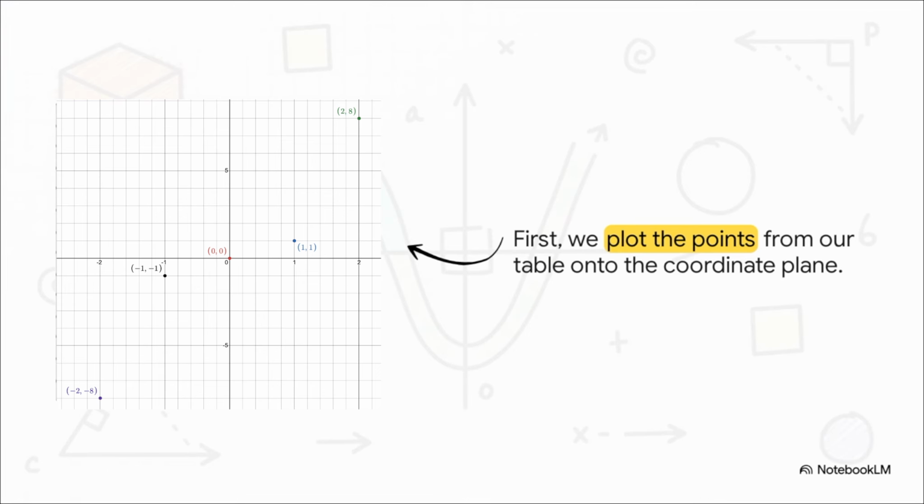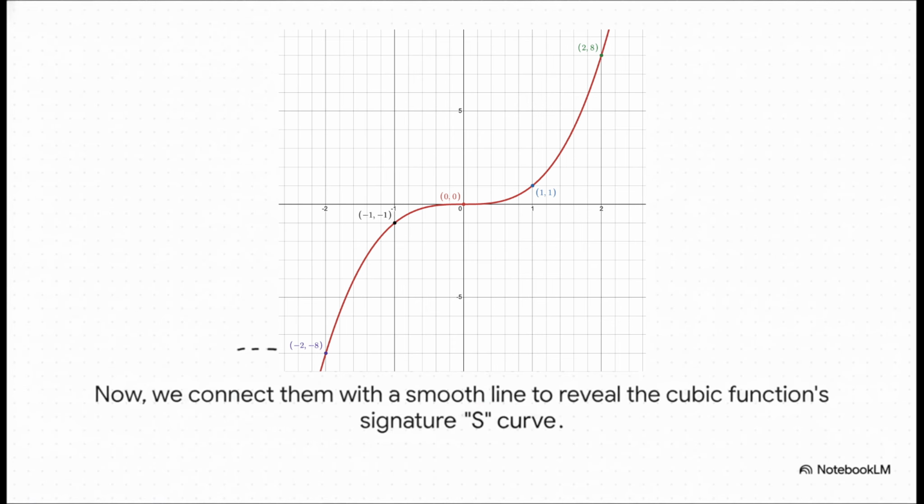So now we just take those points from our table and pop them right onto the coordinate plane. See that? You can already see a shape starting to form. And whoa, that is definitely not the parabola we're used to. And when we connect those dots with a nice, smooth, continuous line, there it is. That's the cubic function's signature S-curve.